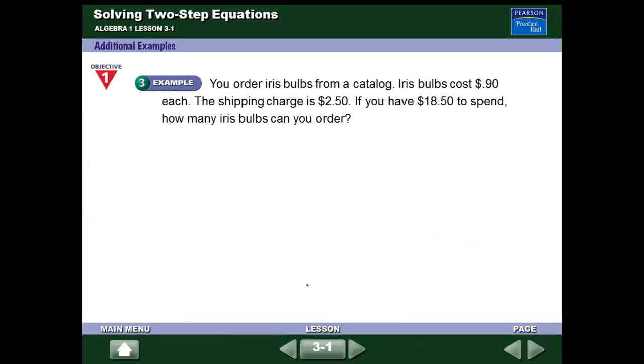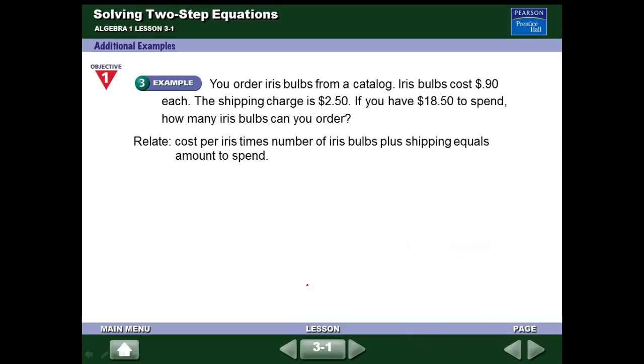Another word problem. Go ahead and pause and read it. What do we know here? The shipping charge is $2.50 and I have $18.50 to spend. I want to know how many of these iris bulbs I can buy.